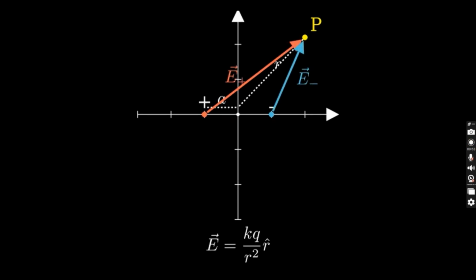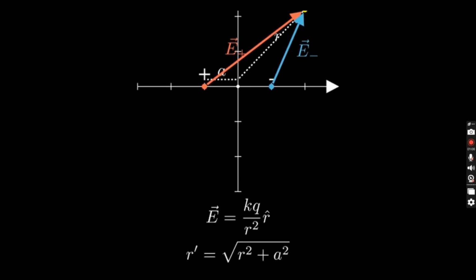The distance from each charge to point P is the square root of r squared plus a squared. Due to the symmetry of the dipole, the horizontal components of the electric fields cancel out, while the vertical components add up. The vertical component of the electric field due to each charge equals kqa over (r squared plus a squared) to the 3/2 power. The total field is twice this value, since both charges contribute equally.